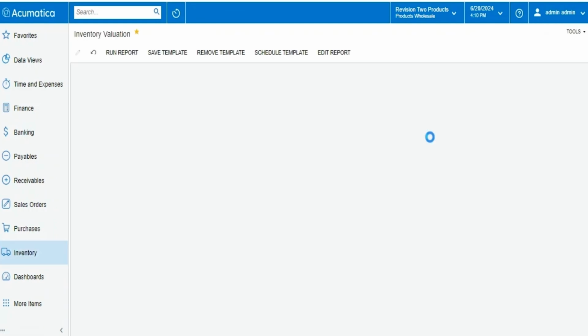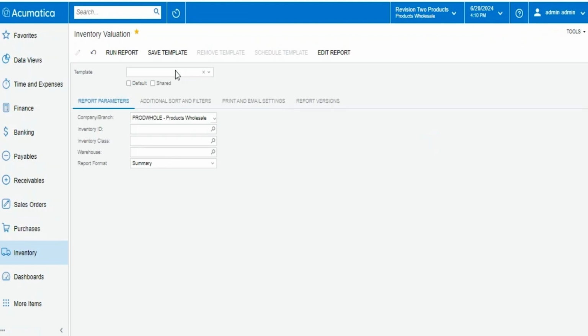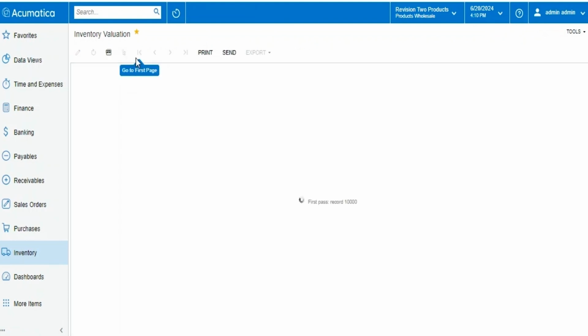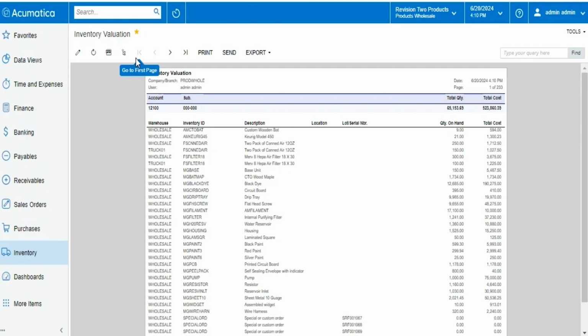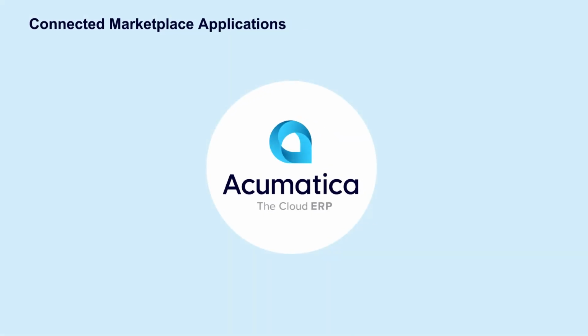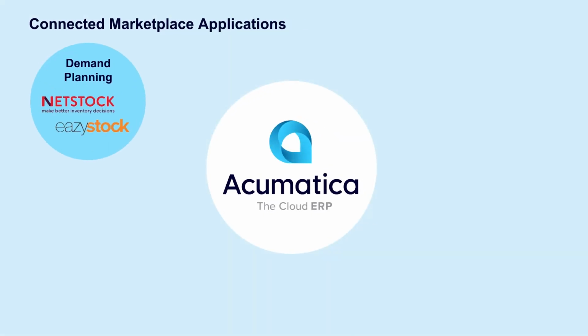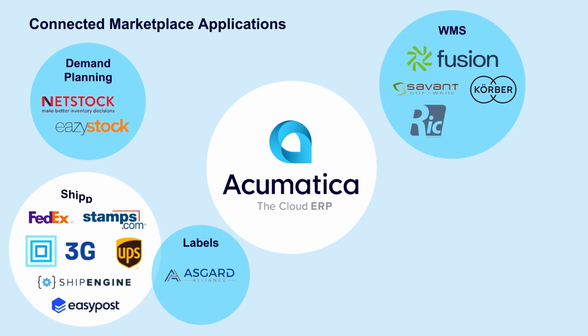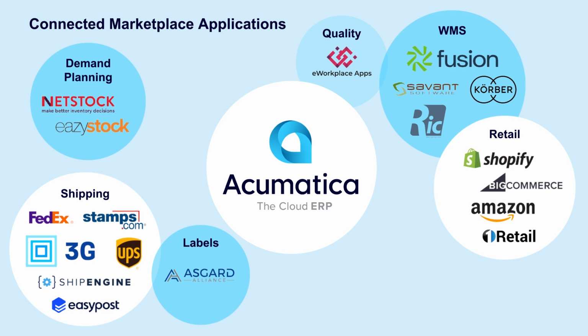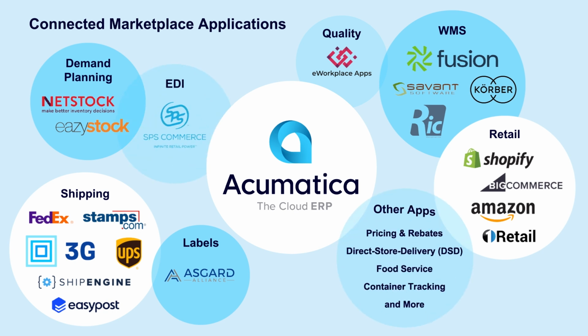Reports can be scheduled for automatic generation and delivery, and inquiries can trigger SMS text notifications for busy executives on the go. Connect to hundreds of supply chain applications for demand forecasting and planning, label printing, advanced warehouse management, shipping and carrier systems, quality management, retail apps and storefronts, and electronic data interchange.